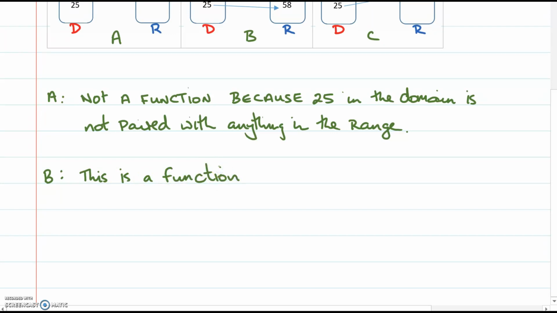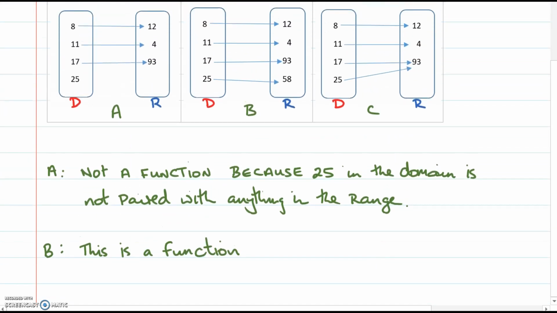Okay. If you had two arrows leaving any of these, let's say there were two arrows leaving the 8, so 8 to 12, and let's say the 8 was matched up to 4 as well. In that case, that would stop it being a function, because you're not allowed to have two arrows leaving an element. We'll see in a minute that you are allowed to have two arrows arriving at an element, but you can't have two arrows leaving an element. So this is a function, because only one arrow leaves each element.